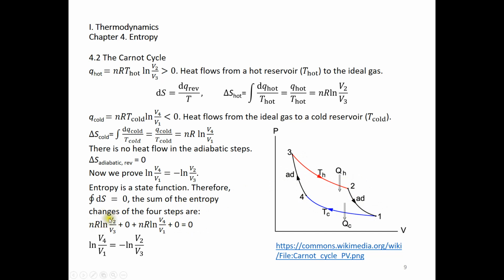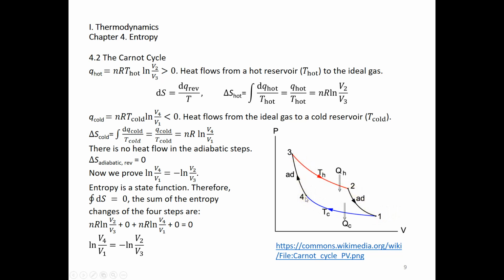And we have the entropy change of the isothermal expansion, the entropy change of the isothermal compression, and these two are the adiabatic expansion and compression. The sum is 0. And now by looking at this equation, divided by nR, we get this equation. So we have proven the logarithm of v4 over v1 is equal to negative logarithm of v2 over v3. We can remove the logarithms. We can just say v4 over v1 is simply the reciprocal of v2 over v3.